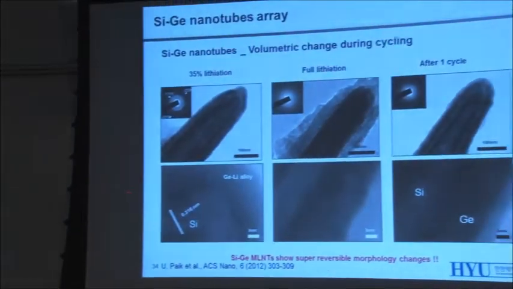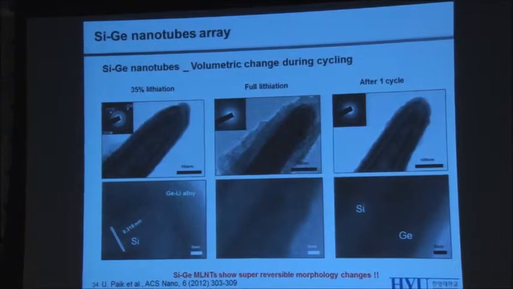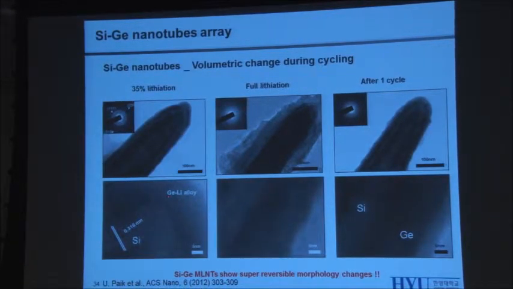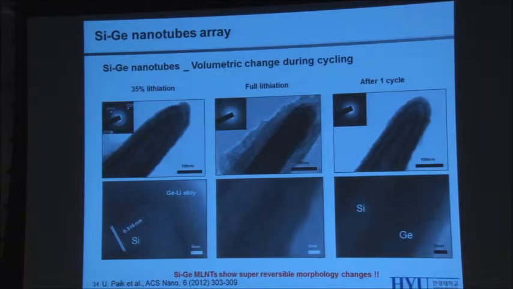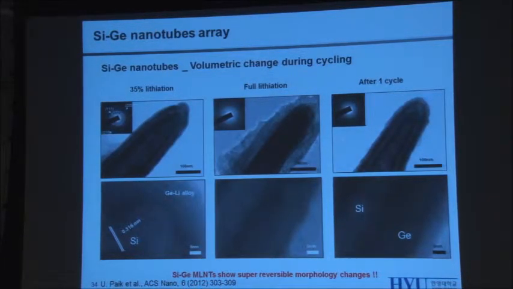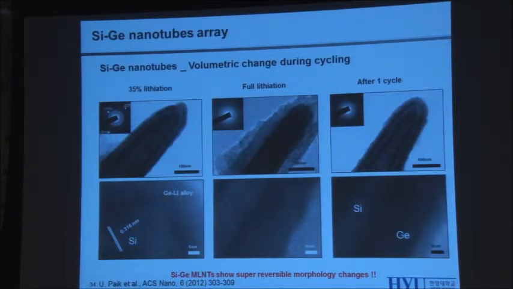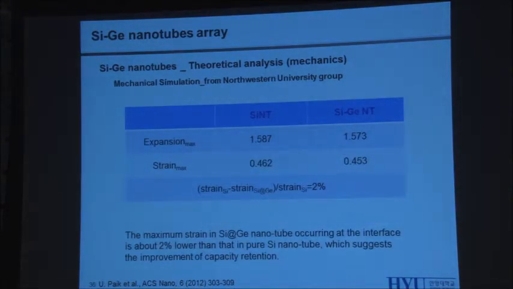So here again, we observe the volume change during the cycles, and 35 lithiation. You can see the germanium interacts with the lithium first, and then fully lithiates, and the silicon. Both germanium and silicon interact with the lithium, and after one cycle, it comes back to the original silicon germanium nanotubular array, which shows very reversible morphological changes.